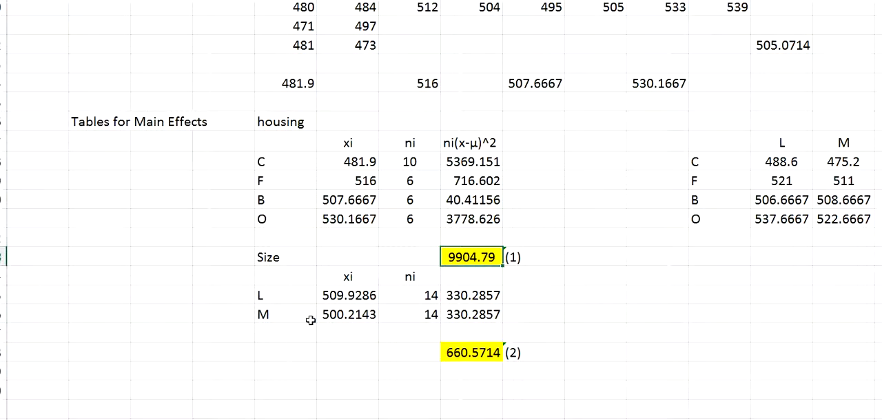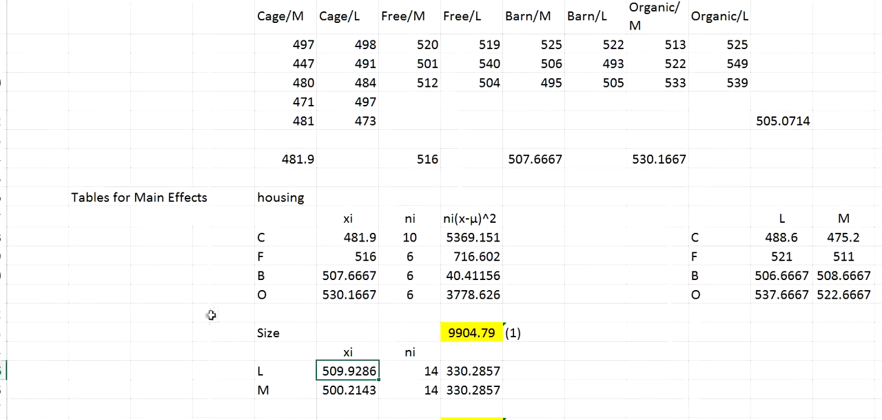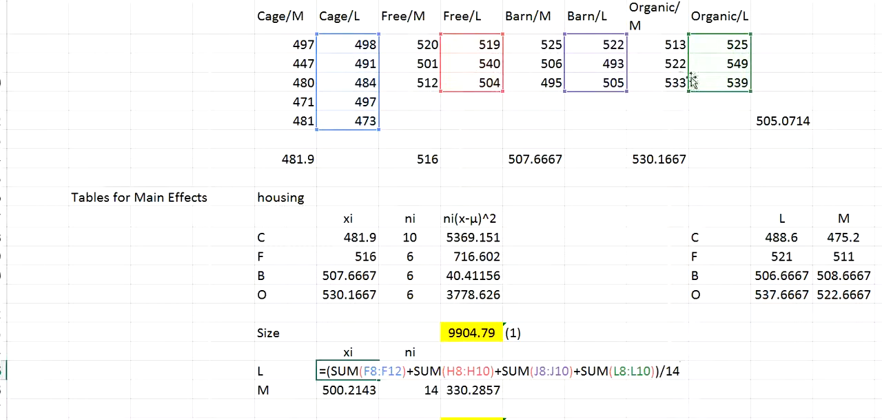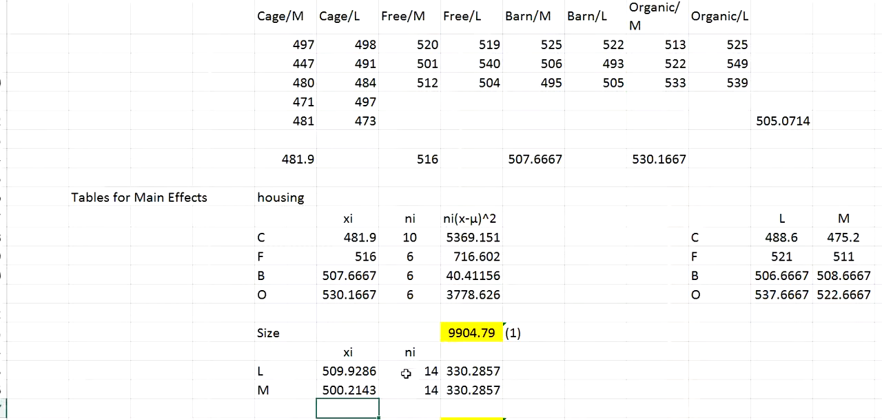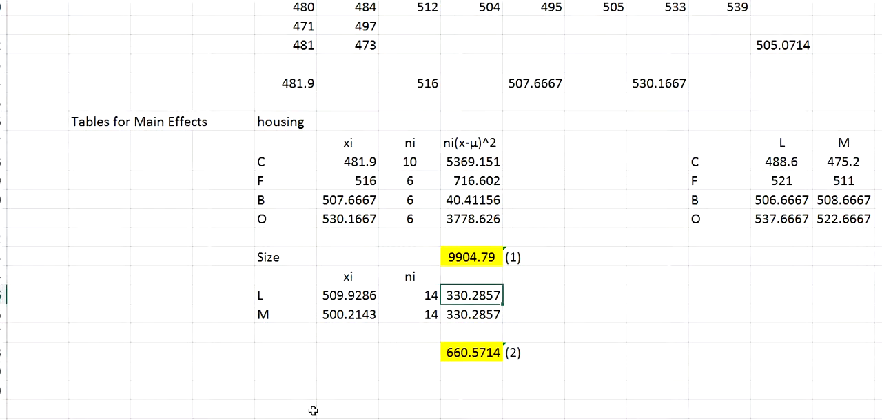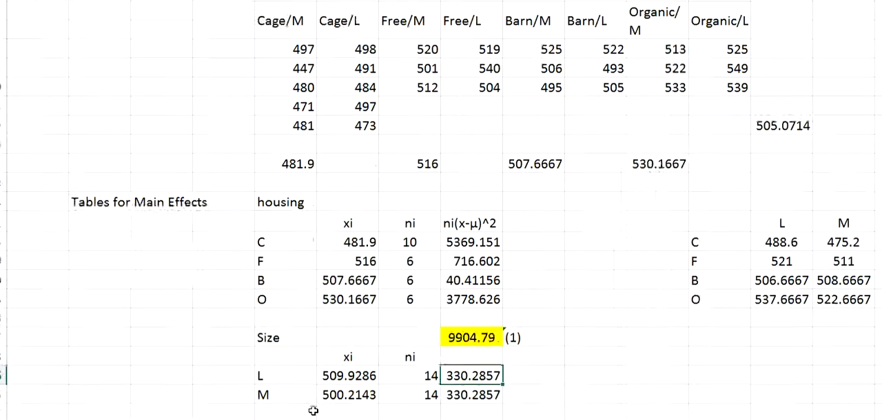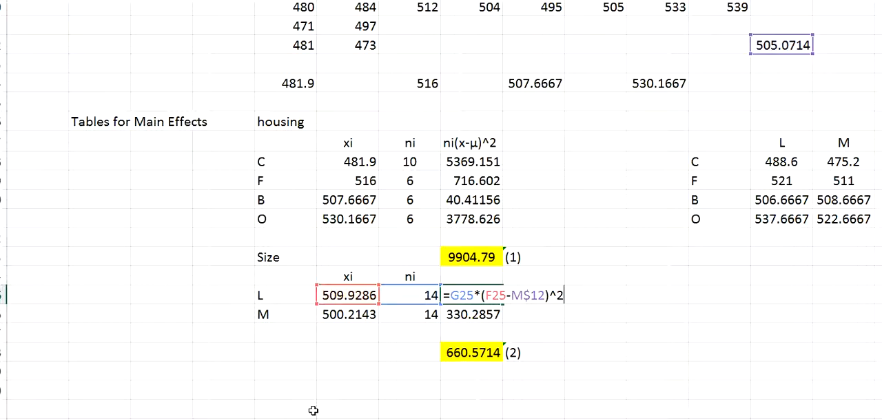Next, for the size, I again get the large and the medium. For the large, I take the average of all the large, and for the medium, the average of all the mediums. There are 14 observations, so I divide by 14. So the sample size Ni, the number of observations used to calculate this average, is 14. I use exactly the same formula to calculate the sum of square of the main effect for the size, weight loss, and I use again the same mean for the subtraction.